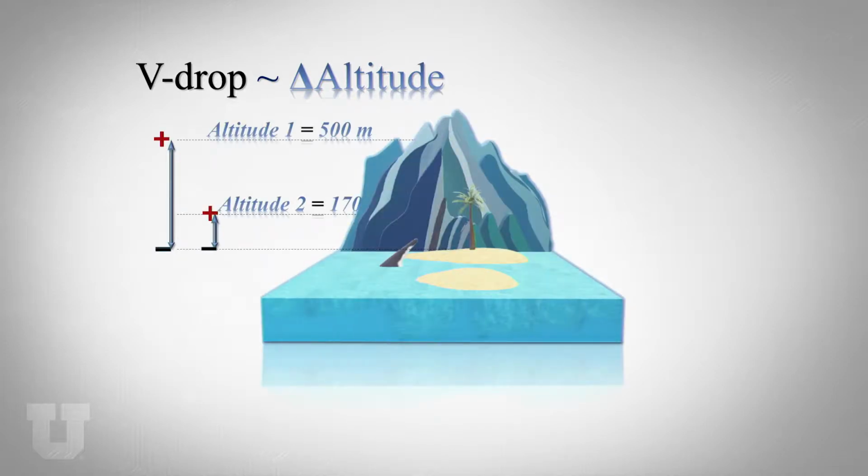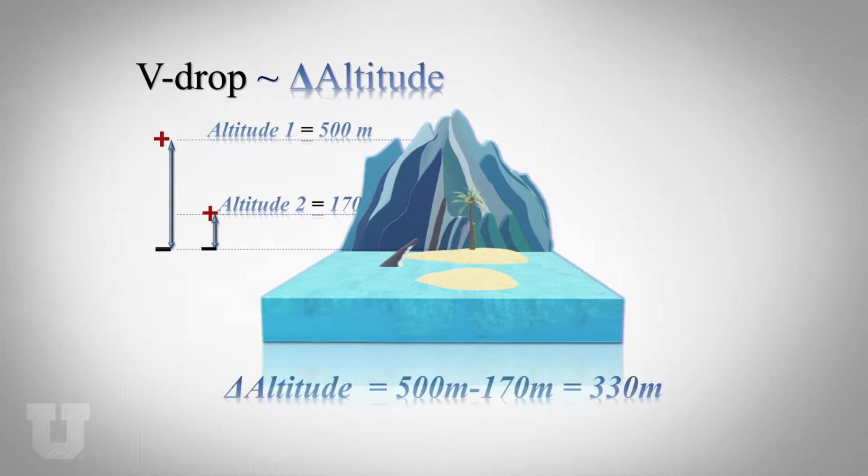In other words, if you, for example, move from altitude 1, which in this example is 500 meters, to altitude 2, which in here is 170 meters, altitude drop is 330 meters. Notice this is the drop rather than the rise. That is why we say altitude drop is 330 meters. So altitudes in here are like node voltages. So we can find V drops the same as changes in altitude.